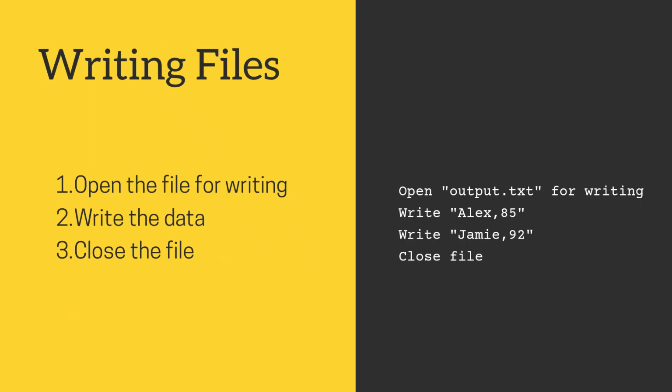Now, if we were writing to a file instead of reading one, the process would be similar, but we'd send data out instead of reading it in. So we would open the file for writing, we would write the data, and then we'd close the file. So here's an example of pseudocode for that. Open whatever the file is that we want for writing, and then here we're actually writing the data, and then we go ahead and close the file. That's all there is to it. It's very simple, structured, and powerful.